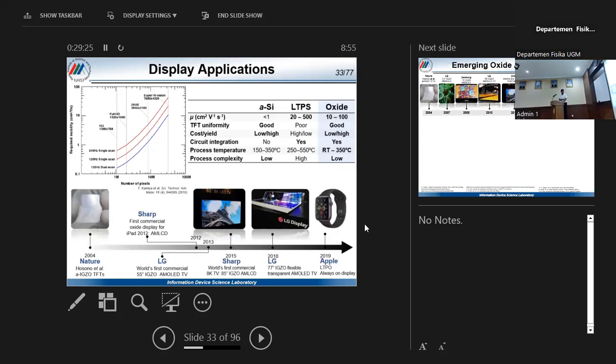So this is just showing the development of the amorphous oxide semiconductor. It was discovered by Professor Hosono's group in 2004, and after that it was commercialized. Without the development of amorphous oxide semiconductor, you will not enjoy the OLED or your Apple Watch. The always-on display in the Apple Watch is using the combination of LTPS, or low temperature polycrystalline silicon, and oxide semiconductor. That's why this device is always on, because the oxide semiconductor power consumption is very low.